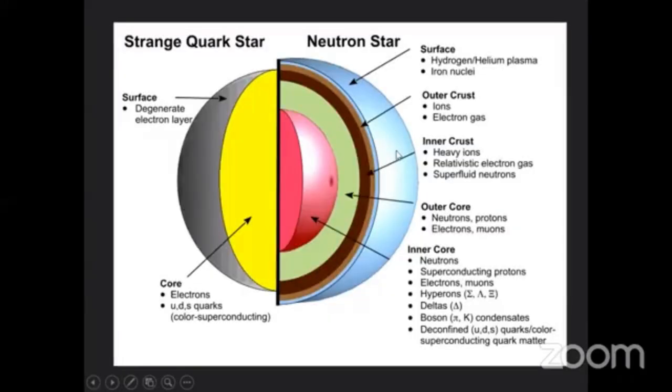So here is the diagram of a neutron star. Neutron stars have layers. First of all, it has an atmosphere, a crust and a core. The atmosphere of a neutron star is about 1 to 2 centimeters, and it is predominantly made up of hydrogen, helium and carbon in the state of plasma. We also have an outer crust made up of ions and electron gas, and an inner crust of heavy ions and relativistic electron gas.